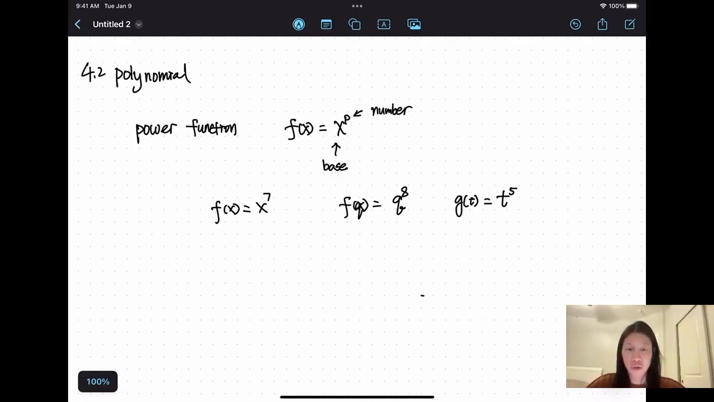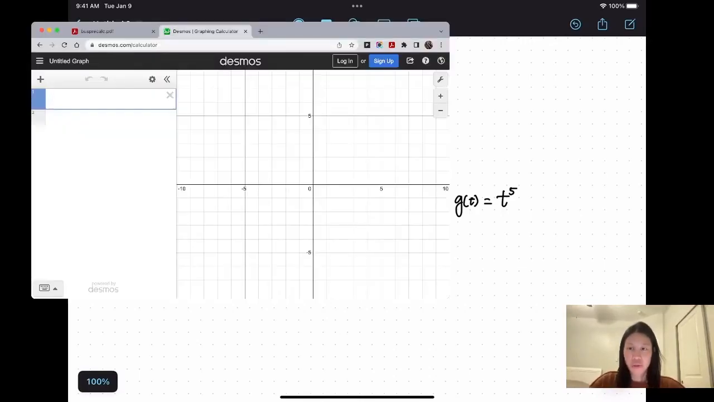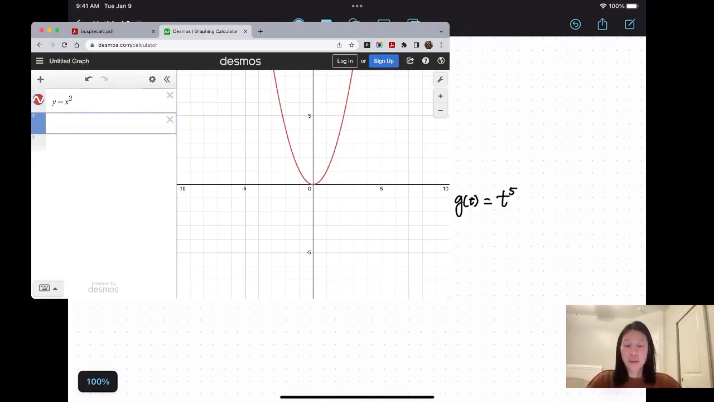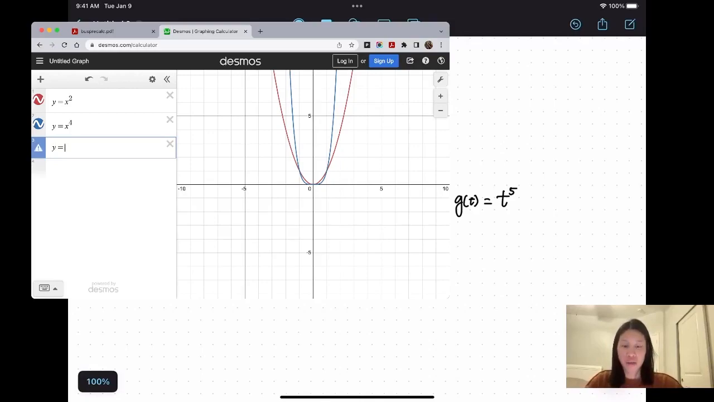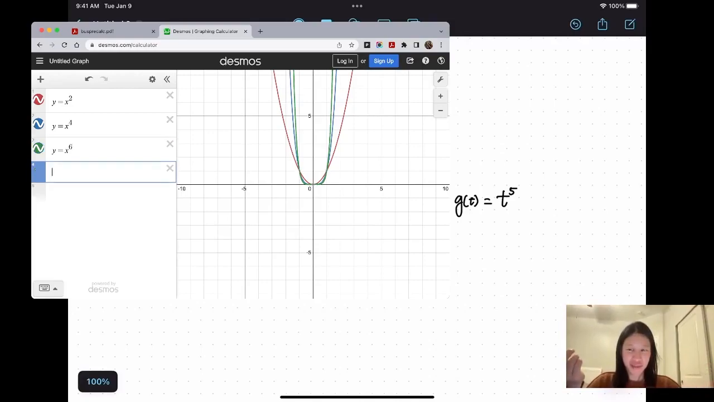Now, I am going to show you in Desmos what a power function looks like. For our first function, I'm going to type in y equals x squared. It's going to be a parabola, which is our quadratic function. And then what if y equals x to the 4th power? It's also like a parabola opening up, similar to a quadratic function. Then let's say y equals x to the 6th power, the green line. Still, it's really similar to a quadratic function.